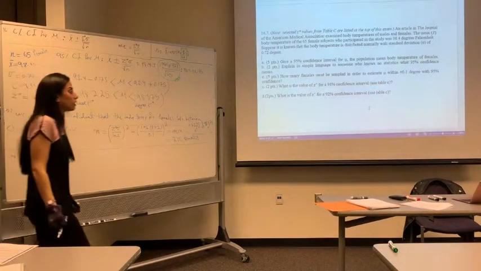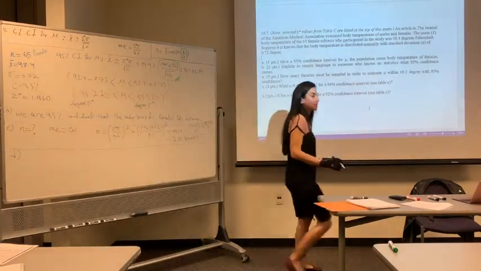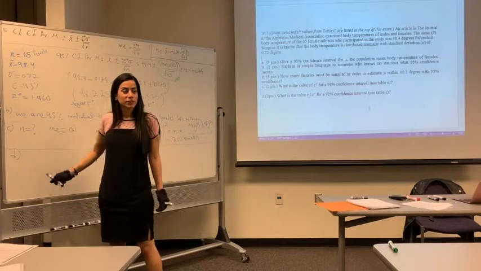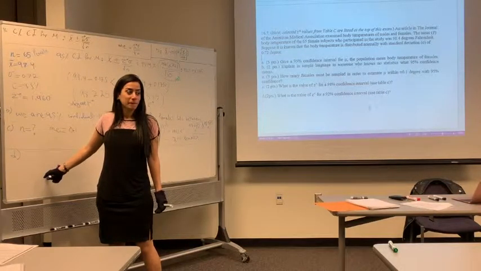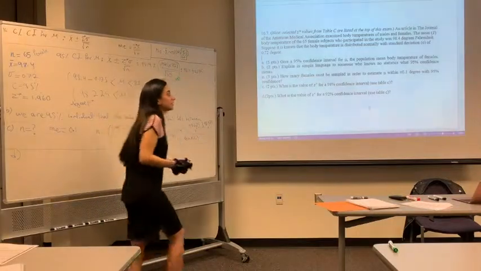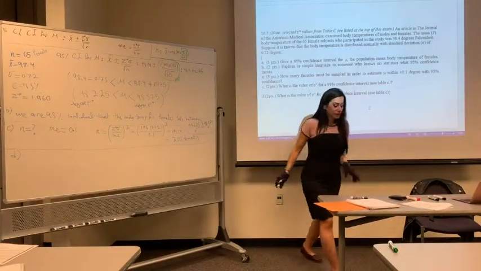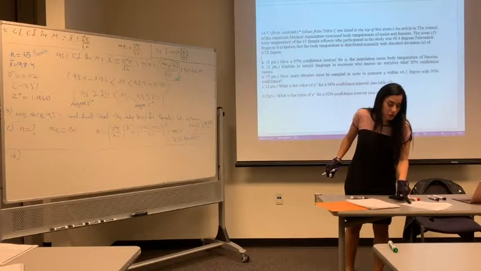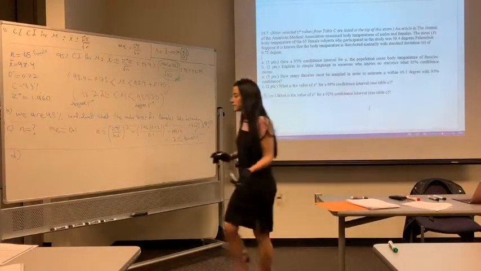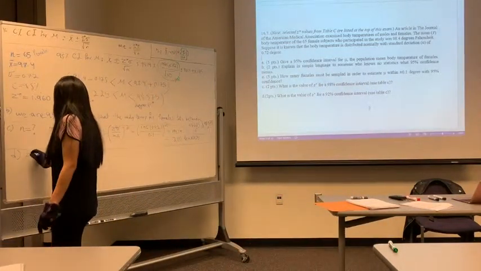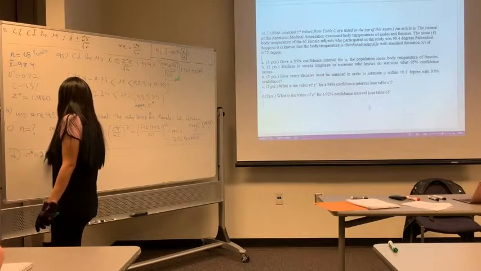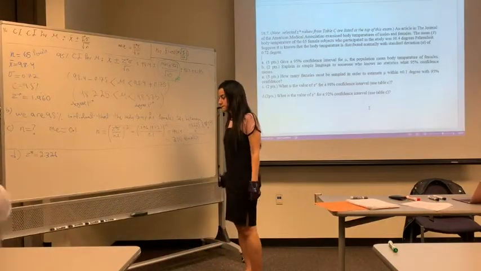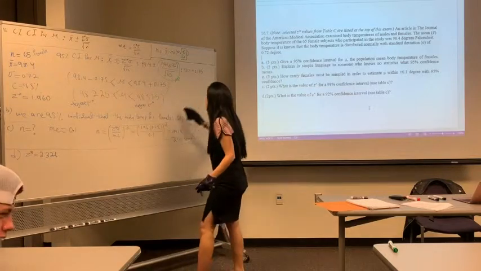What is the Z star for a 98% confidence interval? Did you have it in table C or not? It was part D, 98% confidence interval. It was in the table, you didn't have to calculate. It was 2.326. So the Z star is 2.326, this one, 3, 2, 6. Okay, so you didn't have to calculate, but the next one you have to calculate.